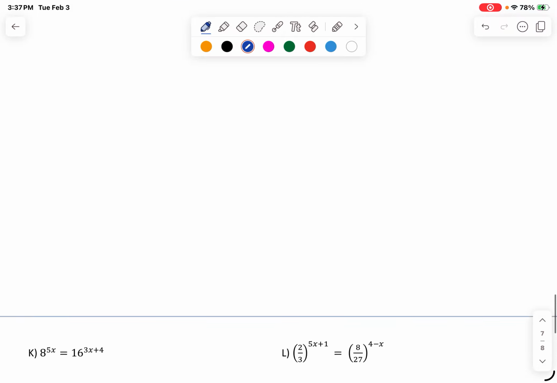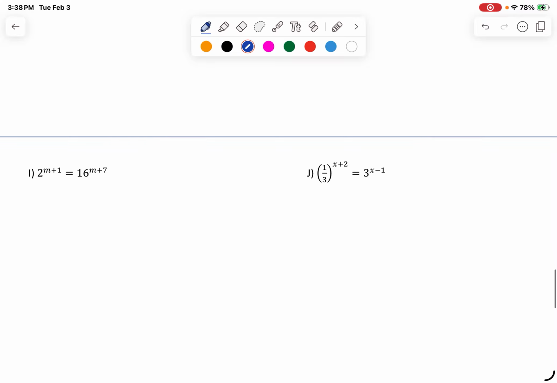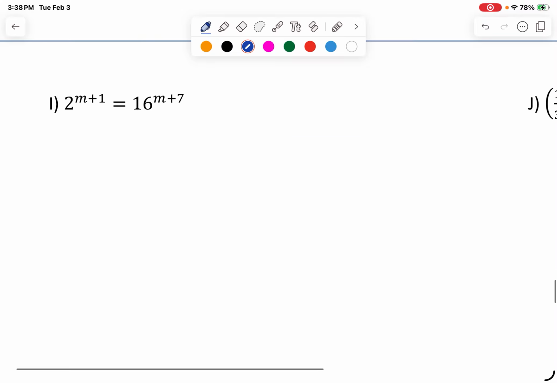Okay, 4 left. We can do this. Look at your bases. Why don't you try the next four? Pause the video, try them on your own. Then if you need to, fast forward through me to see if you got the answers right, or just go straight to the answer key and see if you got them right.